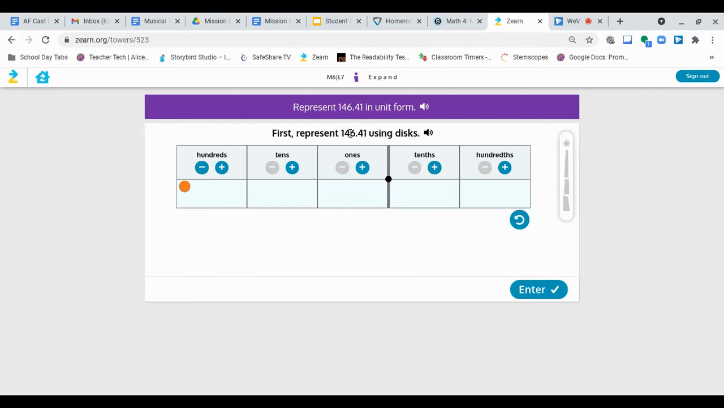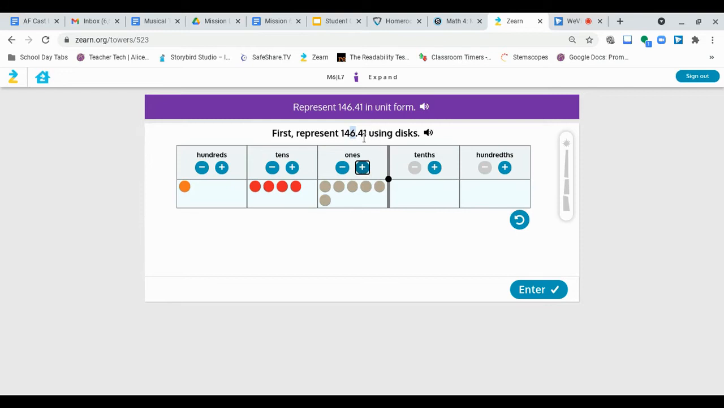How many tens do I have? Now I'm just going to look at the tens place. I have 4 tens. So I'm going to put 4 there. Now I'm going to look at the ones place. How many ones do I have? Well, as you can see, I have 6. 1, 2, 3, 4, 5, 6.